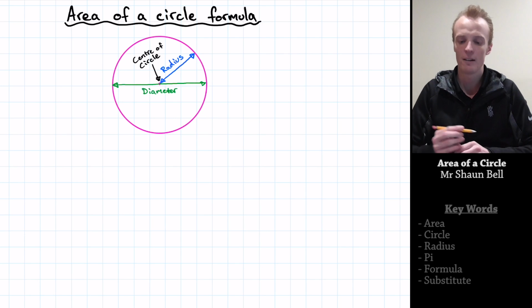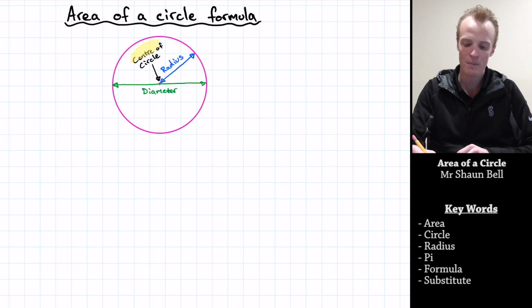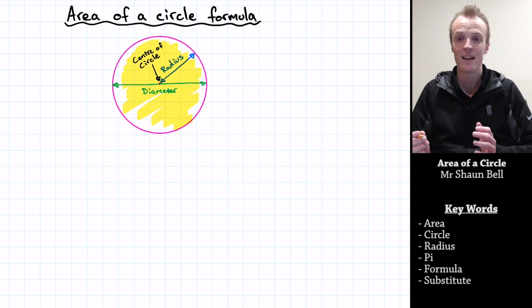So when we're finding the area of a circle, we're finding how much space exists inside of the circle. Now to find the area, there's a special relationship that exists between the radius and the number pi that I introduced in the perimeter video.